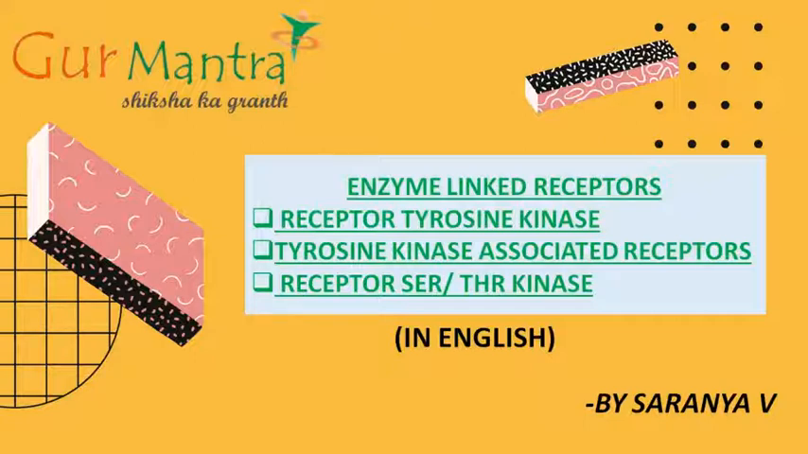Today we are going to learn enzyme linked receptors. In enzyme linked receptors itself we have three categories. One is receptor tyrosine kinase, the next one is tyrosine kinase associated receptors, and the third one is receptor serine threonine kinases.